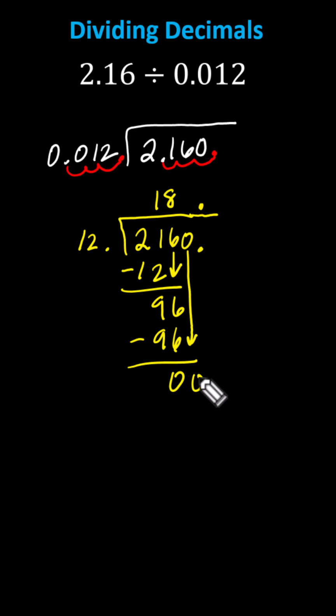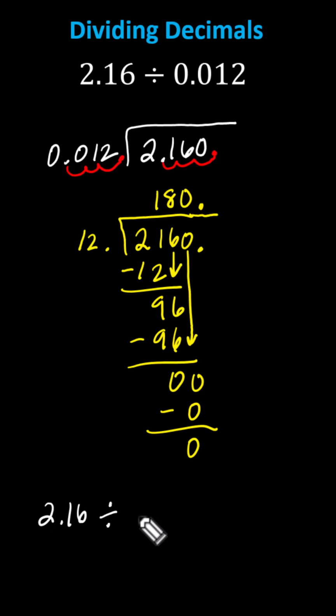We determine how many 12s there are in 0, which is 0. And we multiply 0 by the divisor. 0 times 12 is 0. And we subtract. 0 minus 0 is 0. This last 0 indicates there is no remainder, and therefore we can go ahead and stop. And we know this quotient, as well as the original quotient, is 180. Meaning 2 and 1600ths divided by 12 thousandths equals 180.